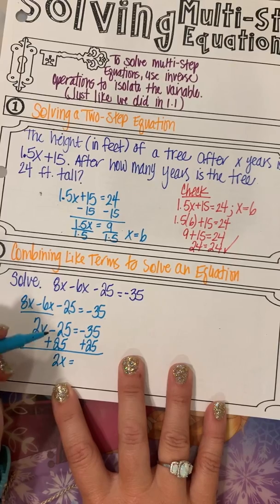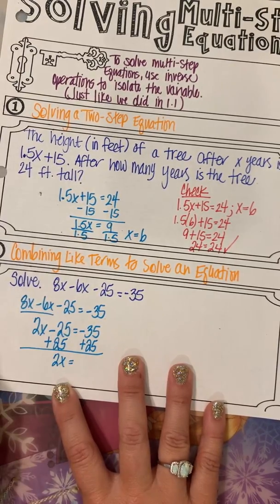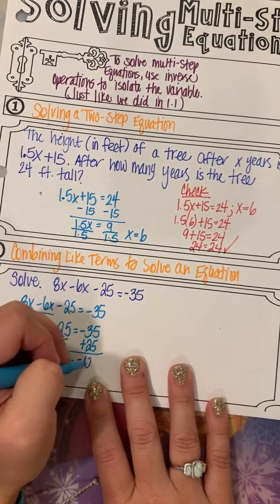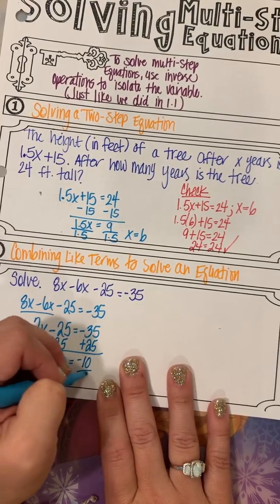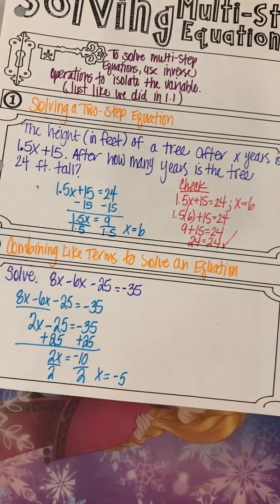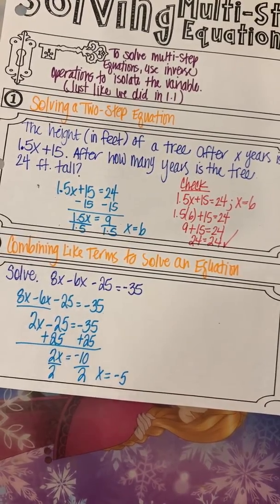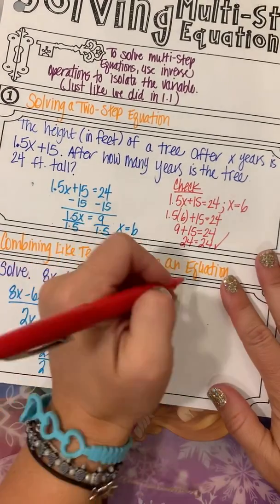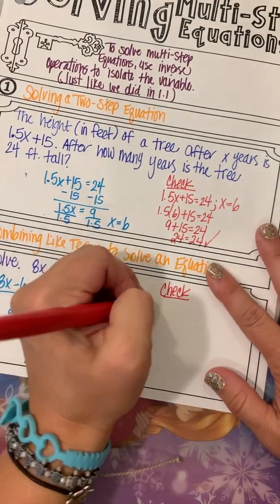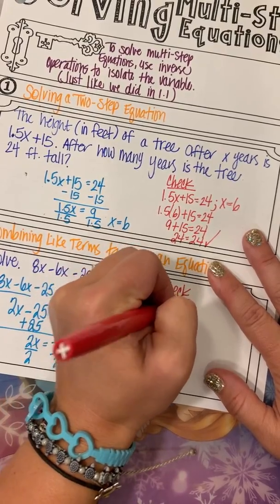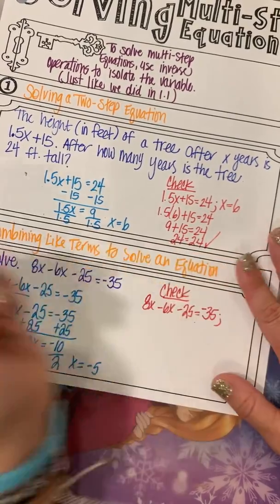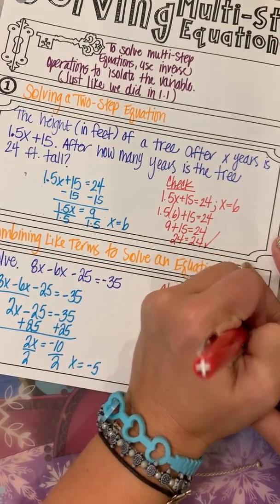That's going to leave me with 2x, because your negative 25 and your positive 25 are going to cancel. And then negative 35 plus positive 25 is going to give me a negative 10. Now I have to show that I'm dividing both sides by 2. And I'm going to get x is equal to negative 5. From here, you know what's coming next. I'm going to check by writing my original equation: 8x minus 6x minus 25 equals negative 35, semicolon. We think x is equal to negative 5.